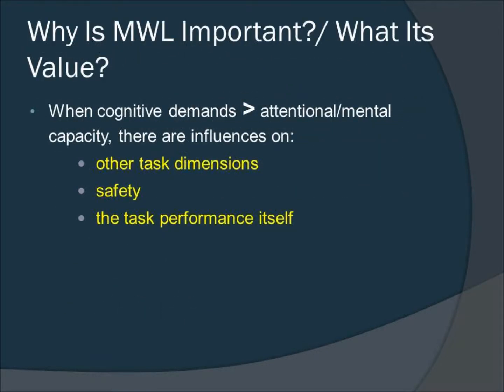So why is mental workload important, and what's its value? When the cognitive demands of a task exceed an individual's attentional capacity or mental capabilities, there are influences on other task dimensions, such as physical task components, emotional state, or awareness level, the safety of both the individual and surroundings, as well as the potential for emergencies or catastrophic events, and finally, the overall task performance itself.